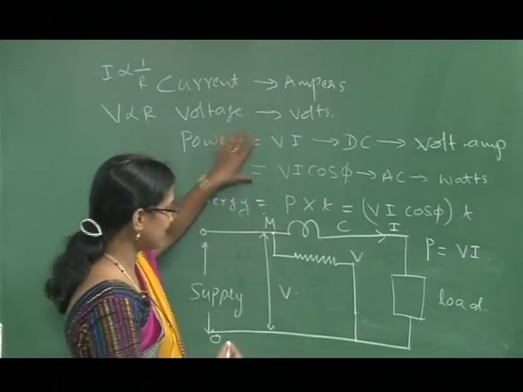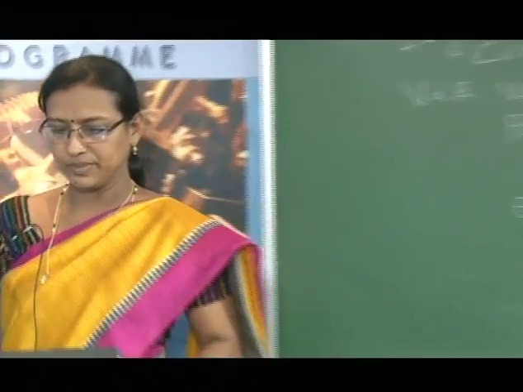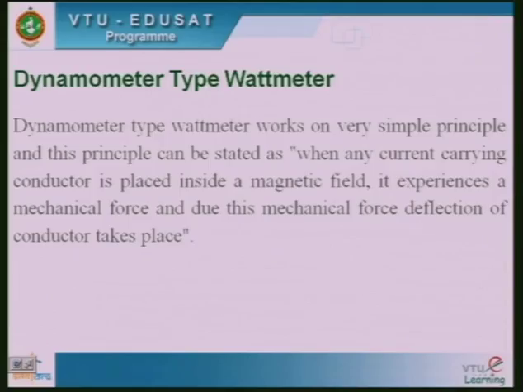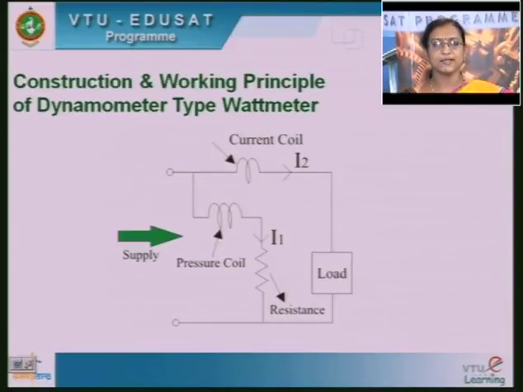First we will consider the measurement of power by using a dynamometer type wattmeter. The dynamometer type wattmeter works on a very simple principle, which can be stated as: when any current carrying conductor is placed in a magnetic field, it experiences a mechanical force, and due to this mechanical force deflection of the conductor takes place.